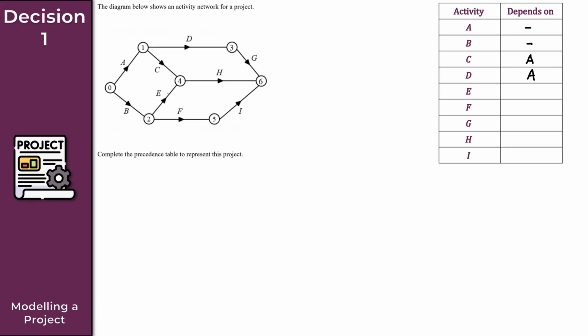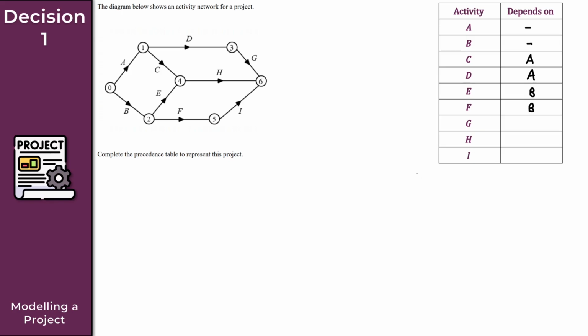So for activity E here, again, we work backwards. So looking backwards here from this node, I can see then that activity B must be completed before we can start activity E. So I put B here then for activity E. What about activity F then? So we locate F here on the activity network. Again, working backwards here, I can see then that activity B must be completed as well before we can start activity F. So again, I just put B here for activity F.